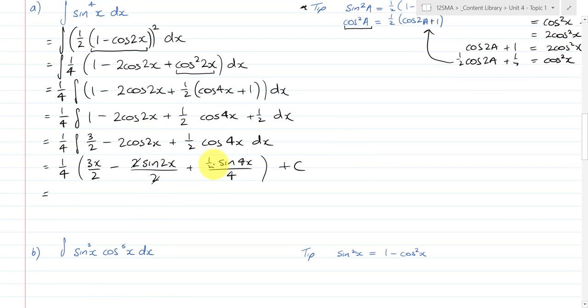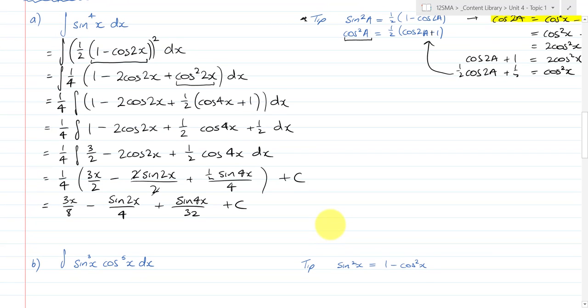That 2 and the 2 cancel out, a half and 4 make an eighth, but it's going to go further, so I get 3x over 8, 4 times 2 is 8, minus sine 2x over 4 plus sine 4x over 32 plus c. And there's various ways we could represent that as well. But there's my final answer for that integration of sine to the power of 4x. Okay, that's part A. Let's have a look at part B.